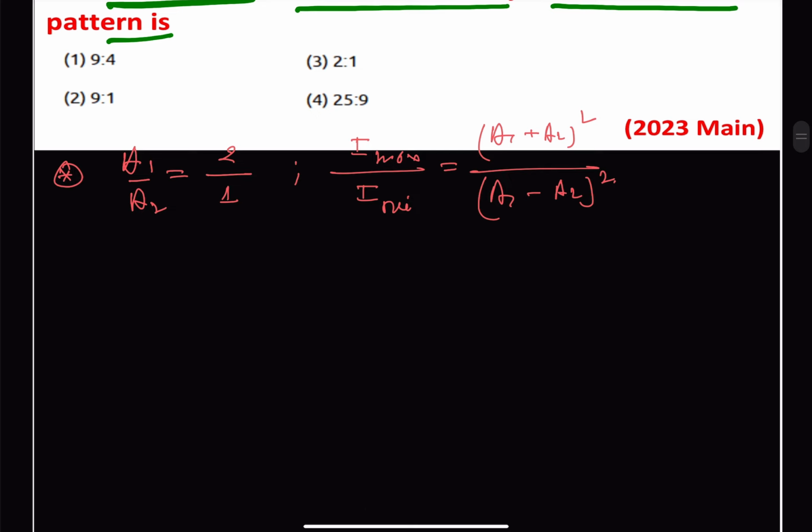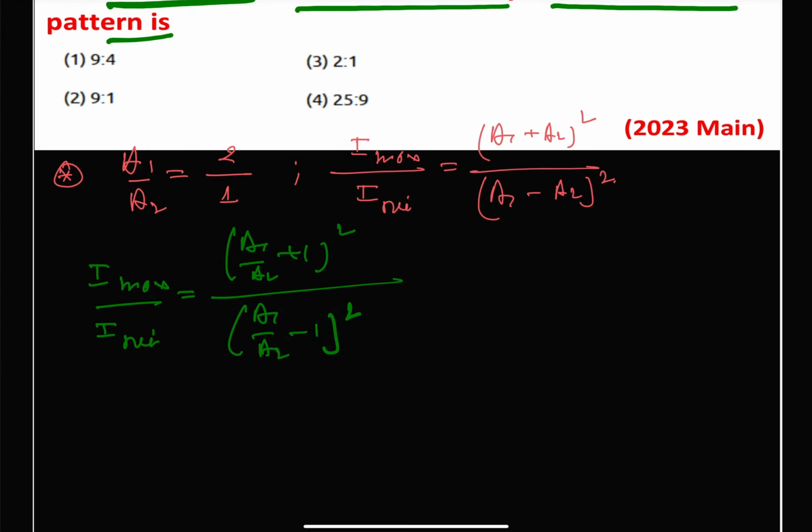So we can write this as I max to I min will be equal to A1 upon A2 plus 1 over A1 by A2 minus 1, and their respective whole squares. So this gives us A1 by A2 is 2, so this becomes 2 plus 1, and 2 plus 1 and 2 minus 1, their whole square. So this becomes 9, and 9 is to 1. So option number 2 is the correct one.